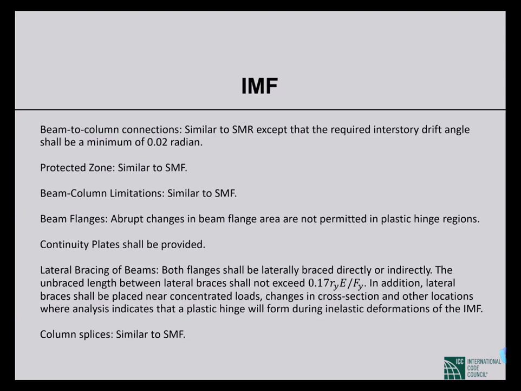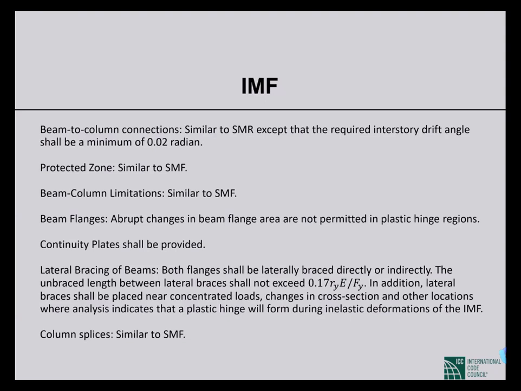Abrupt changes in beam flange area are not permitted in plastic hinge regions. Continuity plates shall be provided, but doubler plates may not be provided. Recently in AISC 2016, continuity plates are optional even for SMF. So there is a big change in the code recently in AISC, but in our code, continuity plates should be provided for SMF and for IMF.